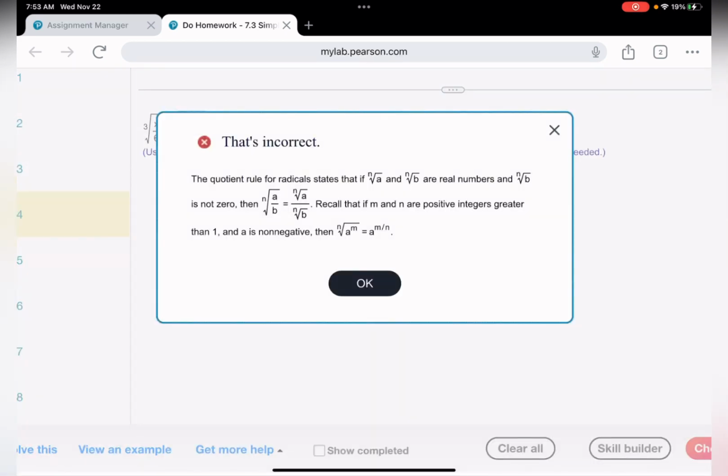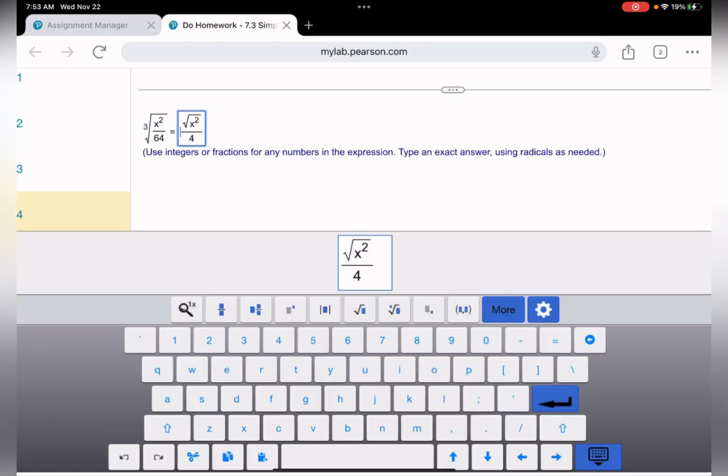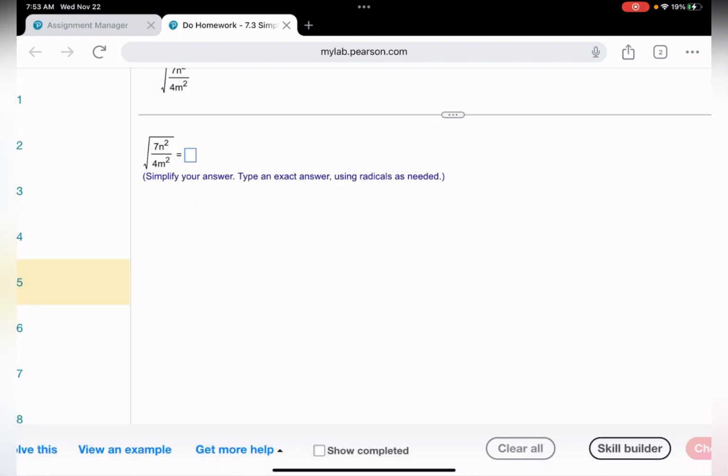What is wrong? Oh, I didn't put the cubic radical. Okay, never mind. This is 3. This is going to be x squared, and this one, it's going to go away. There we go. Be careful with these degrees of radical. See, I forgot to put it there, and it's wrong.